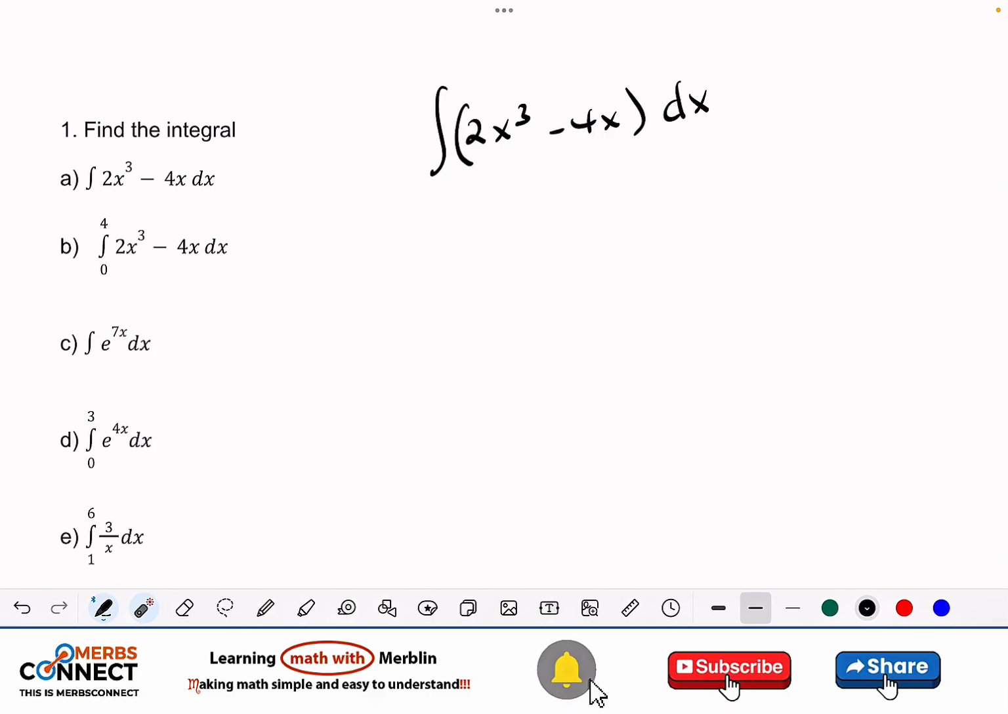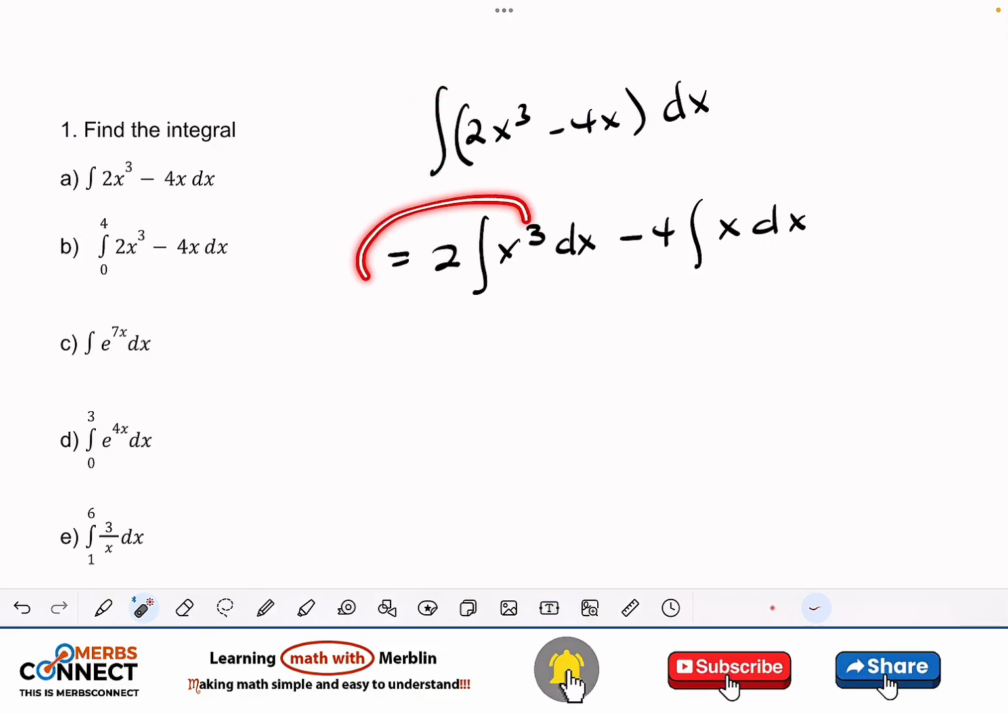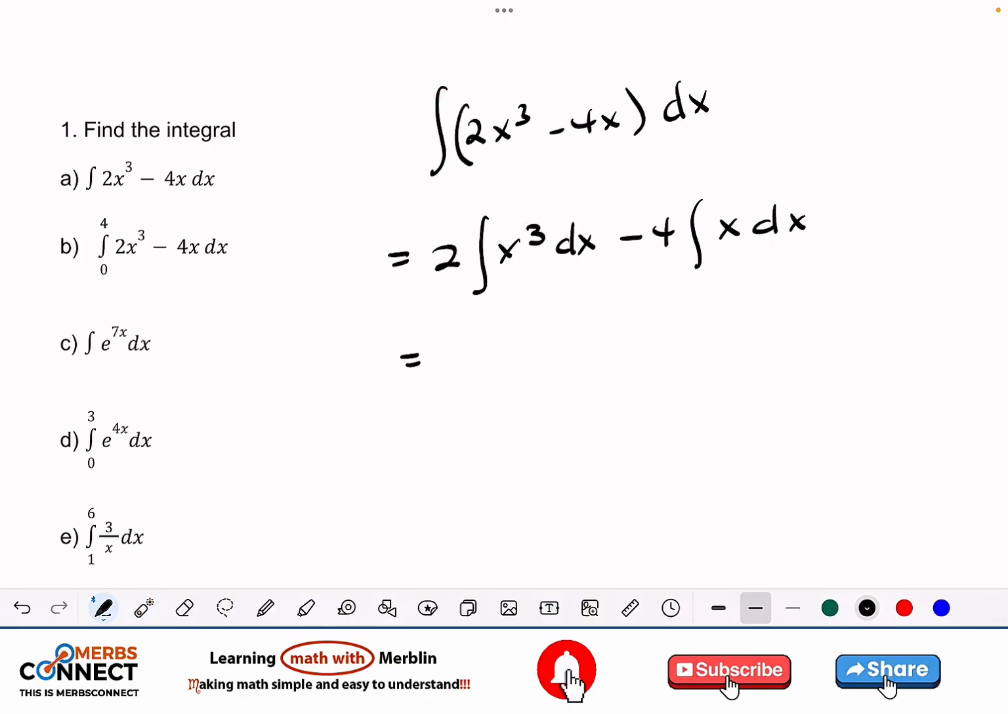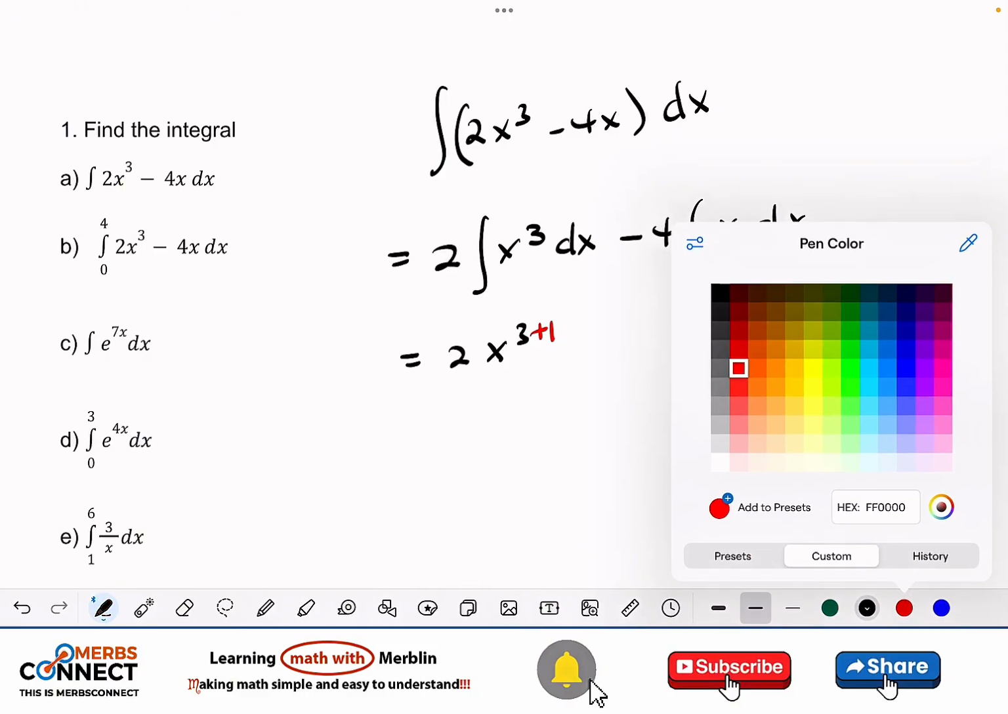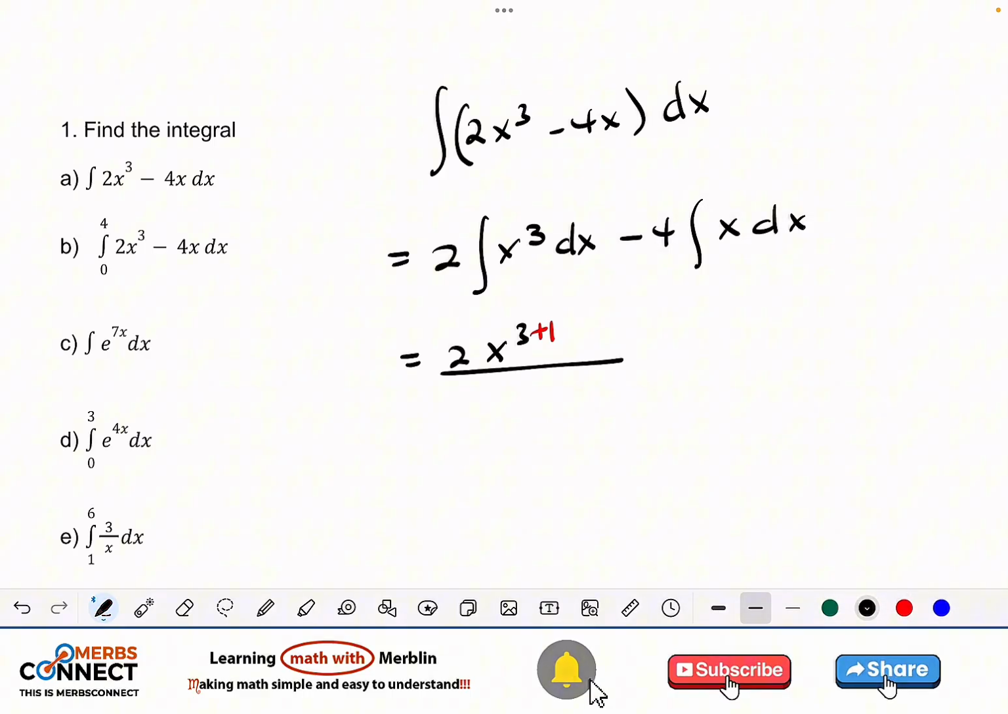When I want to do this, I can split the integral into the integral of this and the integral of this. So I'm going to take the 2 out because 2 is a constant: 2 times the integral of x to the power 3 dx, minus 4 times the integral of x dx. Now let's do the integration using the power rule. x to the power 3, I add plus 1, so I'm going to add plus 1 here, and divide by the 3 plus 1 that I have on the top.